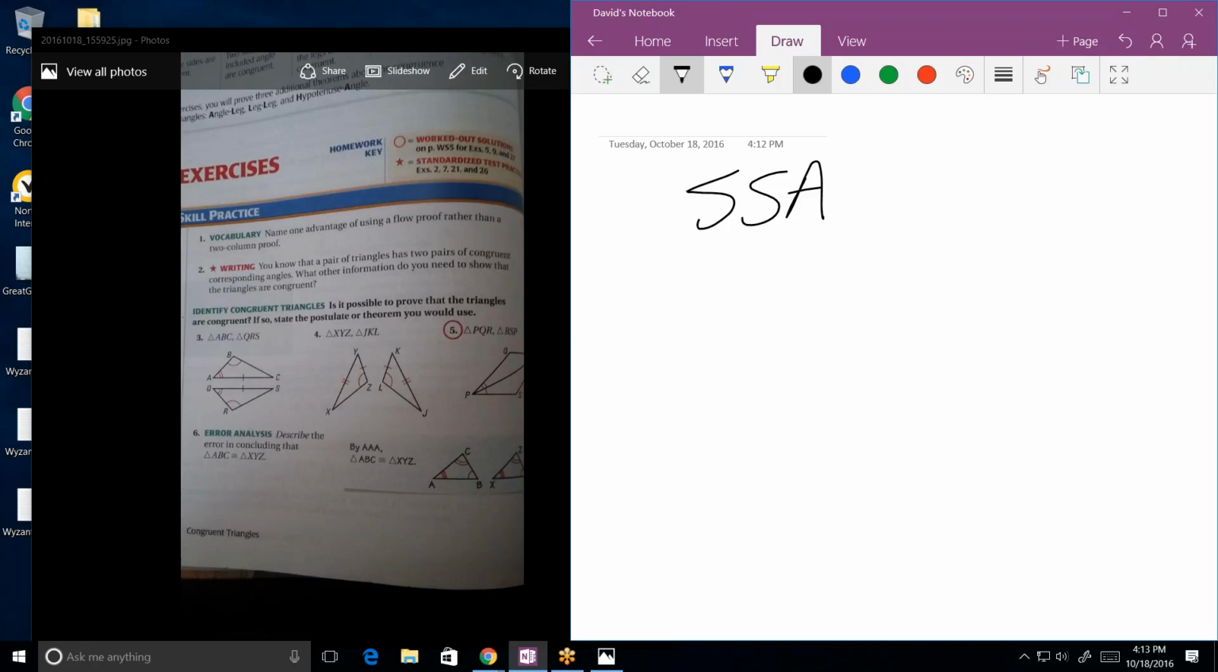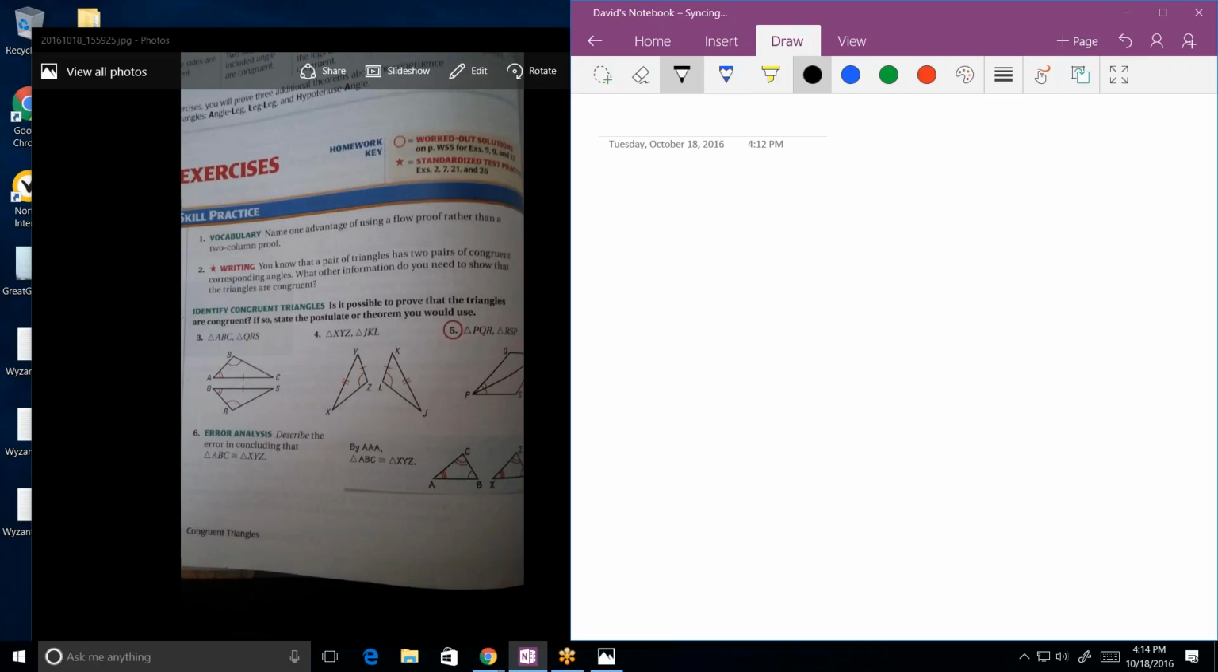Let me draw an example. Yeah, I know. I don't need to. Okay. And this is side-side angle, which happens to prove congruency if it's an obtuse triangle. And we can see that this is an obtuse triangle. So we know these two triangles are congruent, but there actually is not a theorem or postulate that states that.